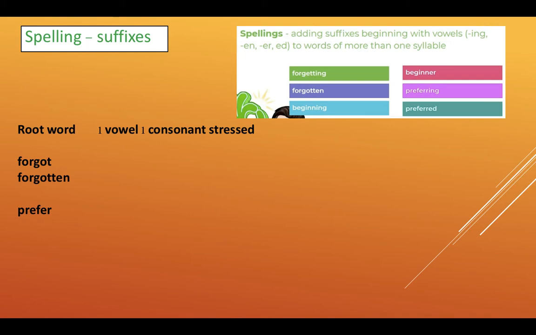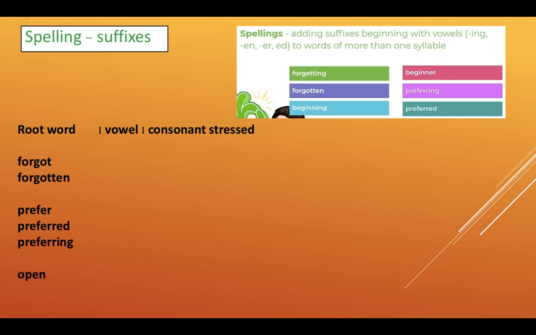If we say prefer, 'fur' is the second syllable and it's stressed. So therefore we can apply the rule, double the R and add 'ed'. And if we add 'ing', double the R, add 'ing'. And it's always good to recognize the root word in the larger words.